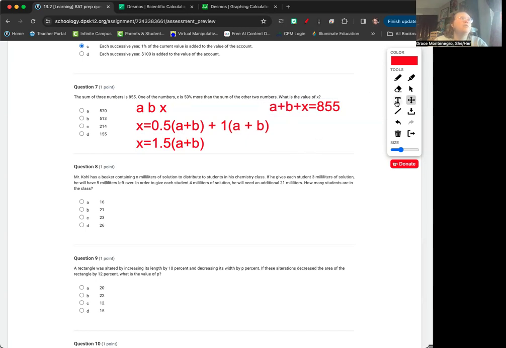Okay, we now have two equations. It is a system of equations. We will isolate and solve. In fact, we're actually just going to plug in because we have X isolated already, and that's the one we want to solve for.